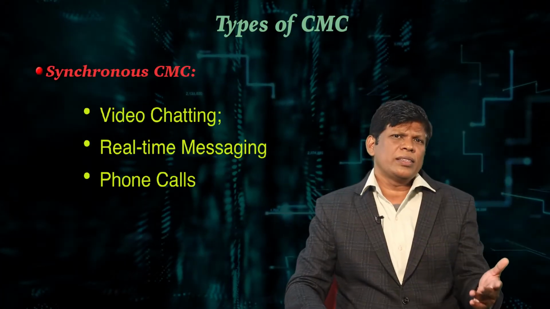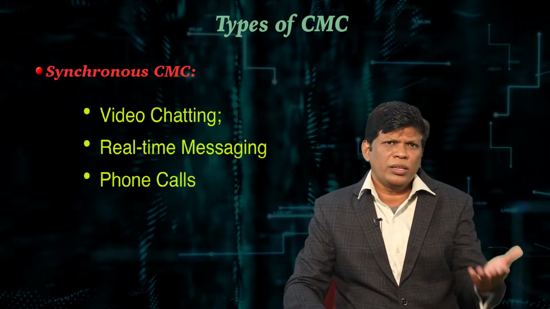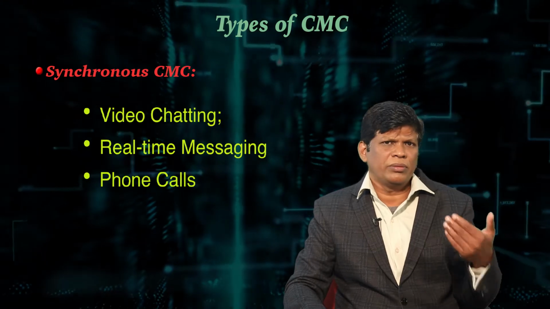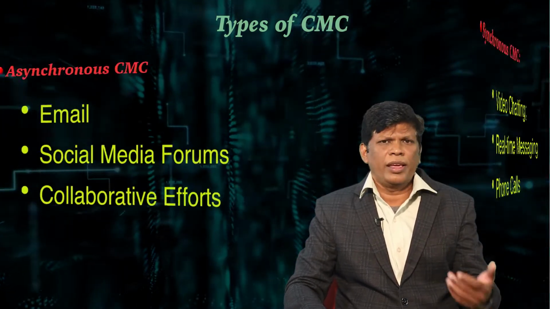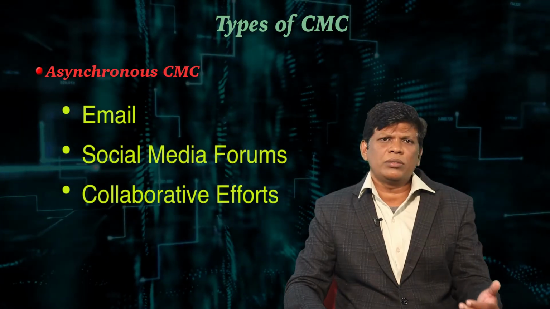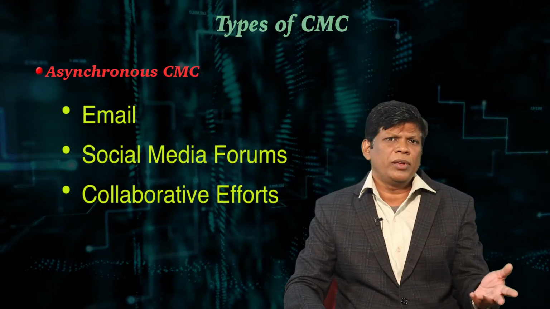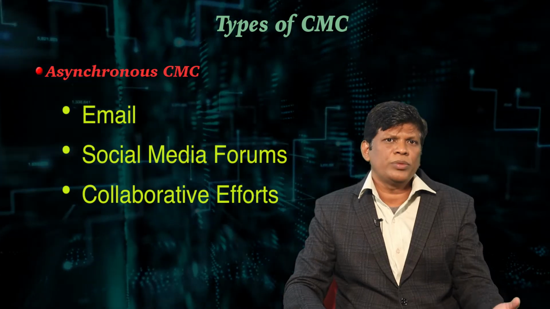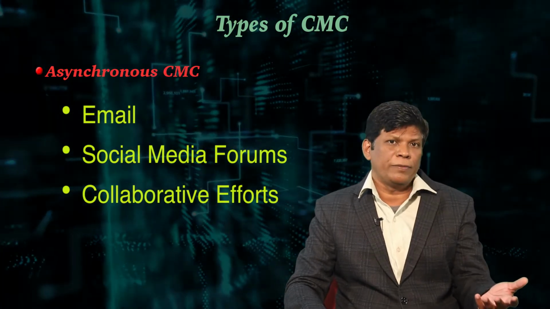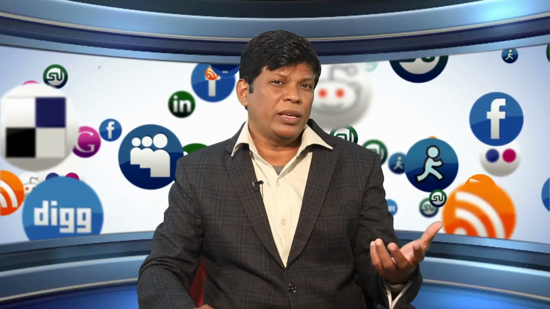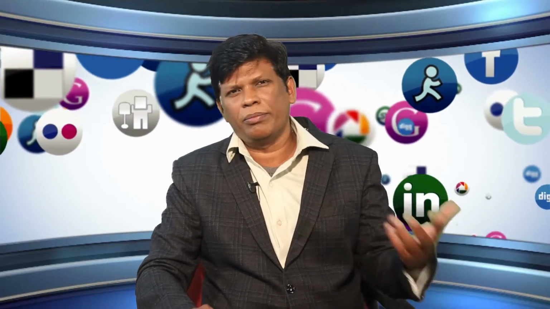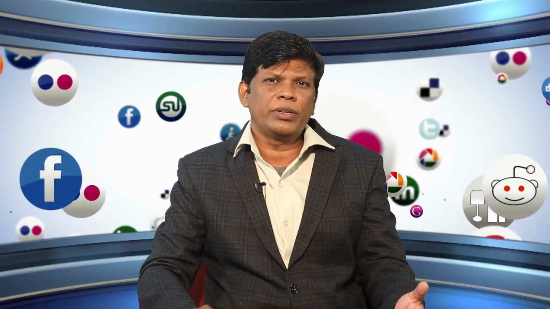In synchronous computer-mediated communication, some of the examples are video chatting, real-time messaging, and phone calls. In asynchronous computer-mediated communication, the classic examples are email, social media forums, and collaborative efforts. Collaborative efforts means, for example, Wikipedia is a classic example. Many of us are familiar with Wikipedia.